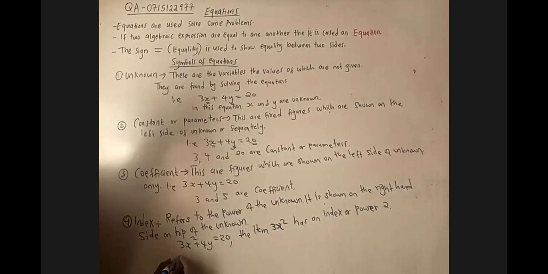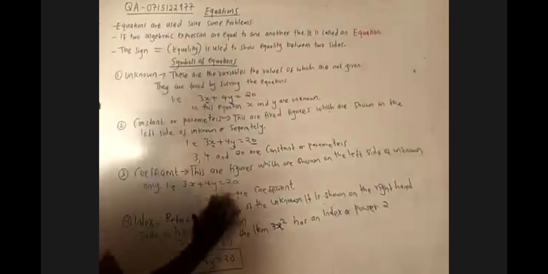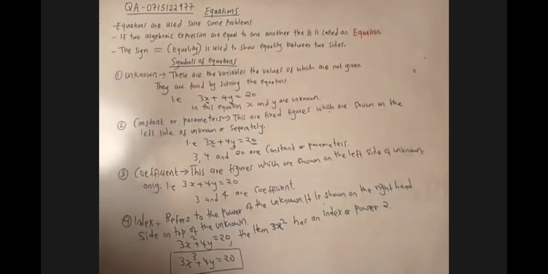Someone has said something about the equation there. It should be 3 and 4, not 3 and 5. So for example, now another equation here, 3x raised to power 3 plus 4y is equal to 20.